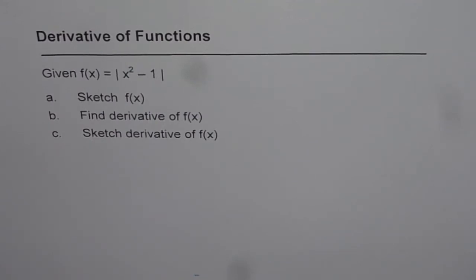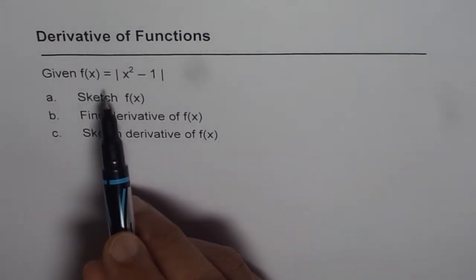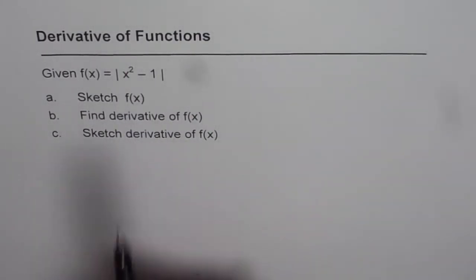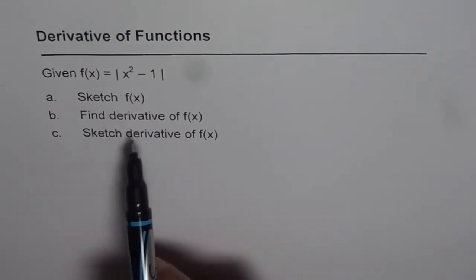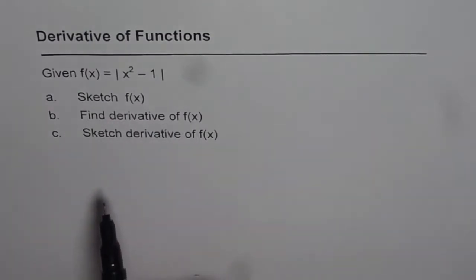We have learned about quadratic functions and absolute functions. It is a good time to combine them and then find their derivatives. So the question before us is, given f of x equals absolute value of x squared minus 1, we need to sketch function f of x, find the derivative of f of x, and sketch the derivative of f of x. How are you going to do it?